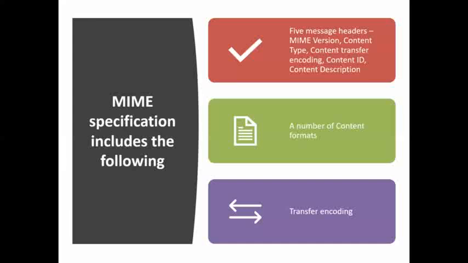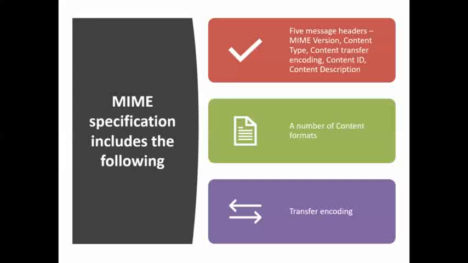One is MIME version, which is 1.0. Content type gives the type of the content, that is audio, video, or image, anything. It describes the data contained in the body. Then content transfer encoding gives the representation of the data, either 7-bit ASCII data or 8-bit ASCII data, so that it provides reliable delivery across the largest range of environments.